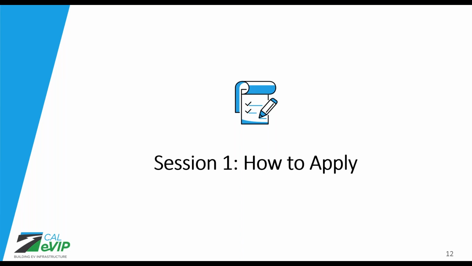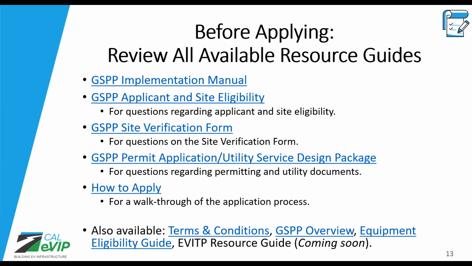Thank you, Bailey. All right, let's get into session 1 on how to apply. Before even applying, we highly recommend that you review our resource guides. They contain a lot of detail on GSPP, the application process, and frequently asked questions. If you have general questions or are not really sure where to start, the GSPP overview and implementation manual are a great resource. If you're unsure if your application or site is eligible, we have an entire resource guide dedicated to helping you understand eligibility.